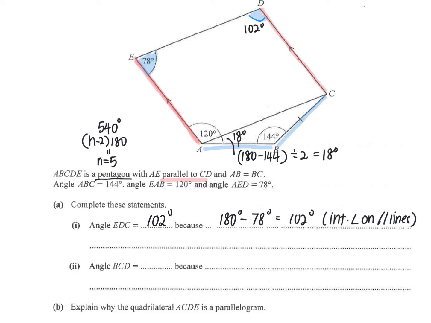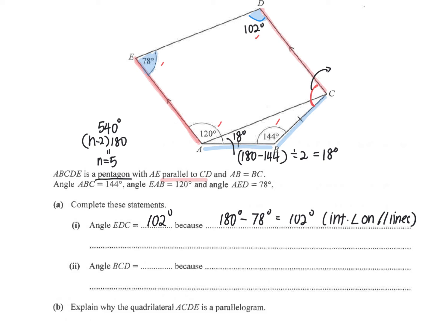Next one, find the angle BCD. BCD is the angle over here, the whole of the angle BCD. So now I know that this is actually a pentagon. I have 78, 102, 120, 144. So I can use angle sum of pentagon to find this angle over here.